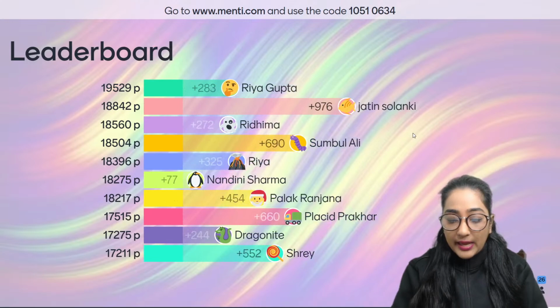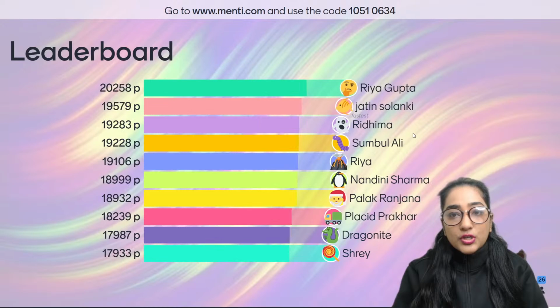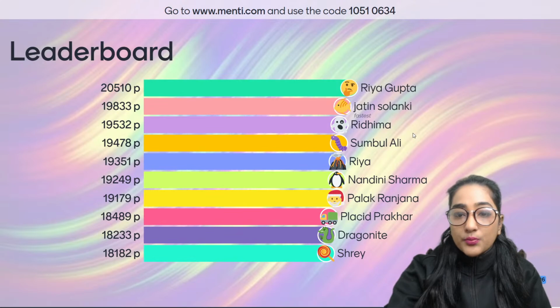And who all are there? I've got Riya at the first position. Then I've got Jatin at the second position. And the fastest ones, Rhythma, Sumbul, Riya, Nandini, Palak, Placid, Prakar, Dragonite and Shrey. 22nd question. So the second last question on your screen, guys.